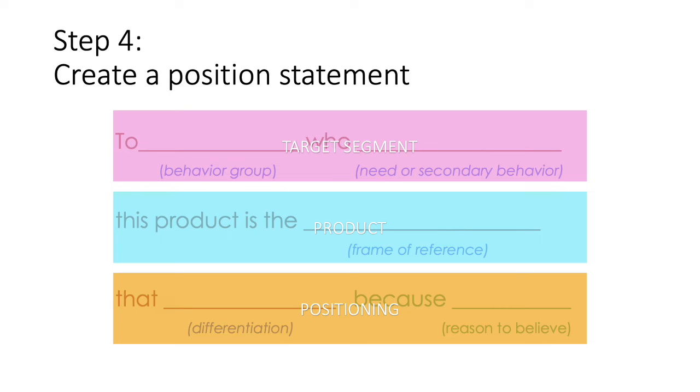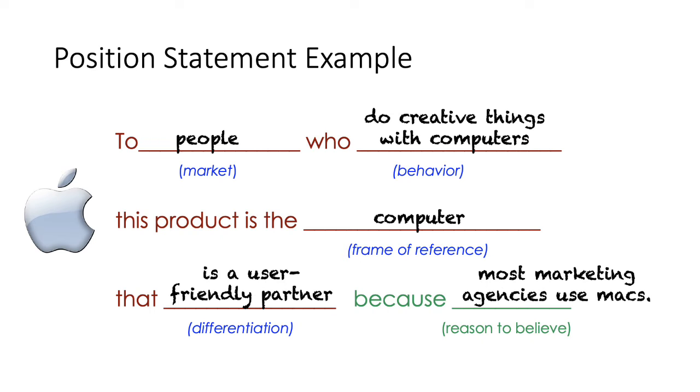So let's go through an example. Okay, so the market or target audience for Apple is people who do something behavioral. They do creative things with their computers. Maybe they're designers, freelancers. The product is the computer. So you have your laptop, or maybe you have the big desktop if you're sitting in your office, but you're using the computer to do creative things, your job.